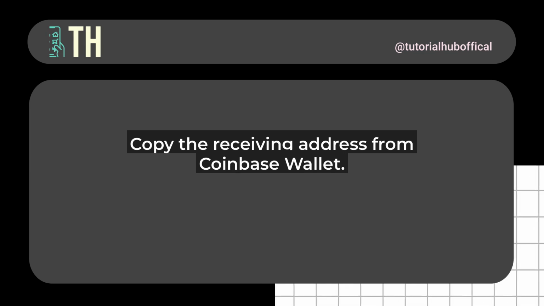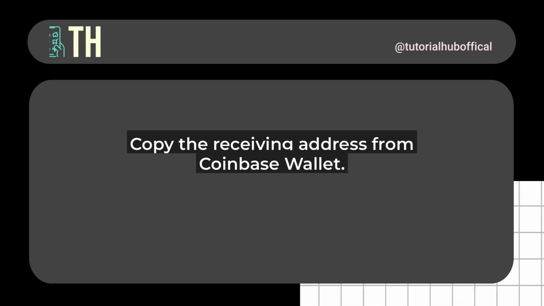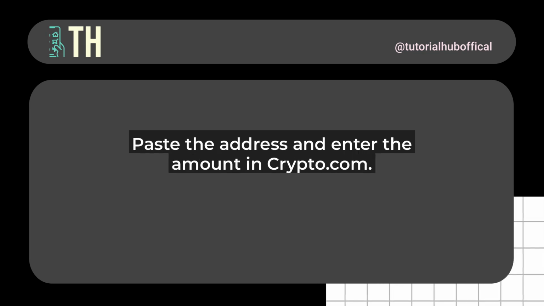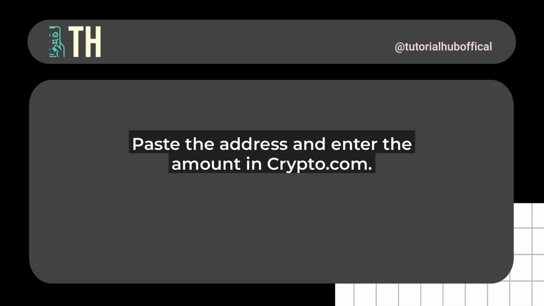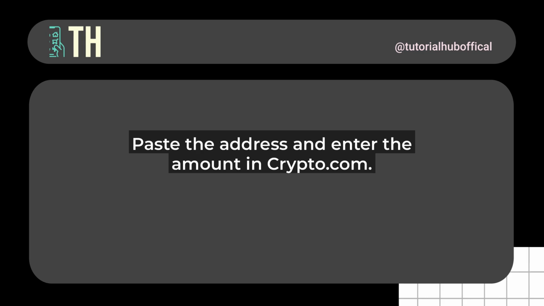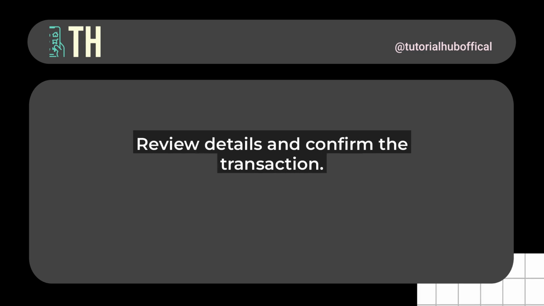Now, back in Crypto.com, paste that address into the recipient field. Enter the amount of ADA you want to send. Be mindful of any network fees displayed. They can vary based on blockchain congestion in 2025. Take a moment to review everything: the address, the amount, and the fees. If it all looks good, hit Confirm to initiate the transfer.